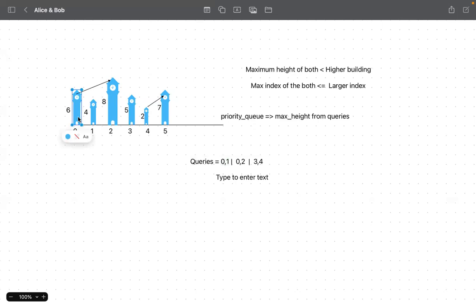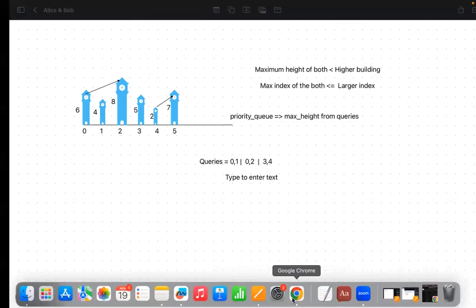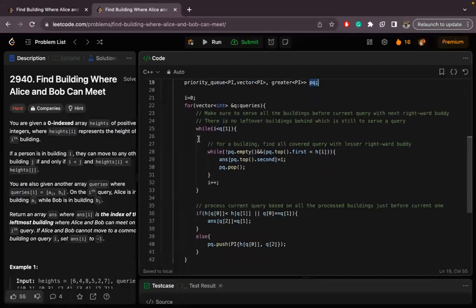So we will be doing two things. We will be inserting into the priority queue based on equal values of index, but we will be serving a building for lesser values of index. You can see it in the code, right? Here we are going to traverse a building to be able to serve for an index lesser than the current query, right? It's just lesser than the current query.